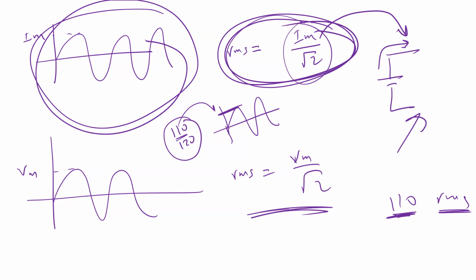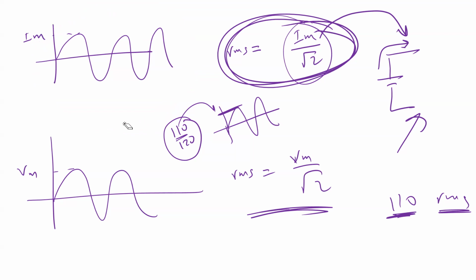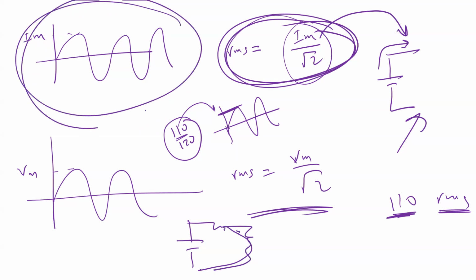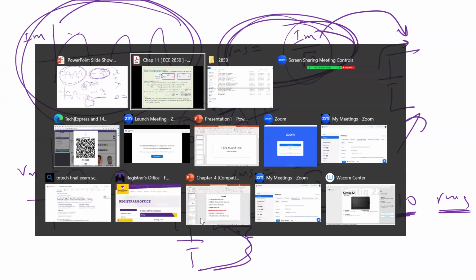What is the meaning of it? If I have two circuits, one circuit using a DC current and another circuit where the current is Im divided by square root of 2, the two circuits will provide the same power. So that is the case for DC and AC. Anyway, I will show you here.